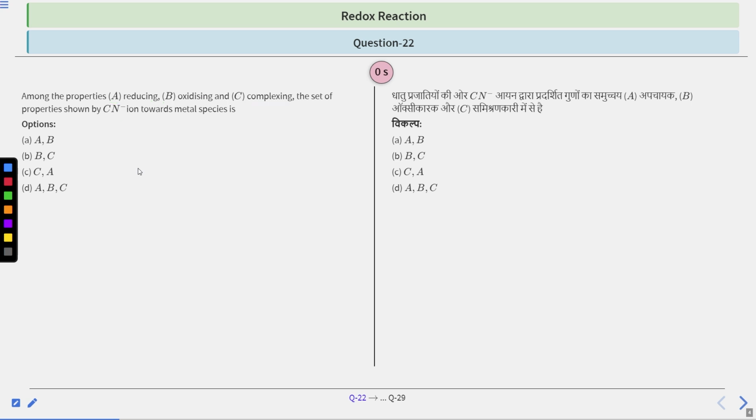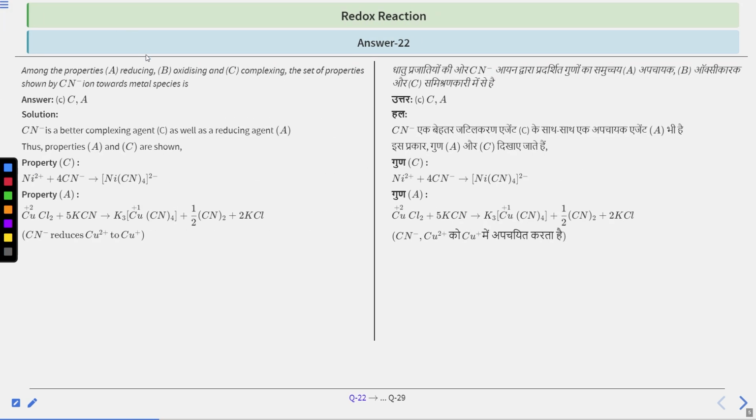Okay, let's see what the answer is. So the correct answer is option C, that is C and A. CN minus, cyanide negative, is a good complexing agent, that is property C, as well as a good reducing agent, that is property A. Thus properties A and C are shown.